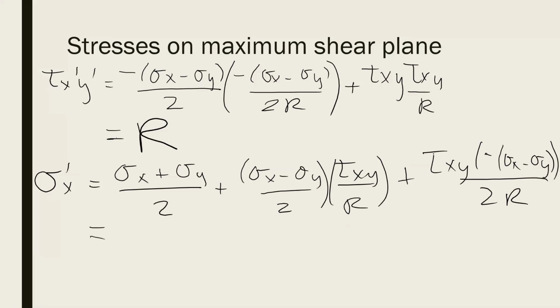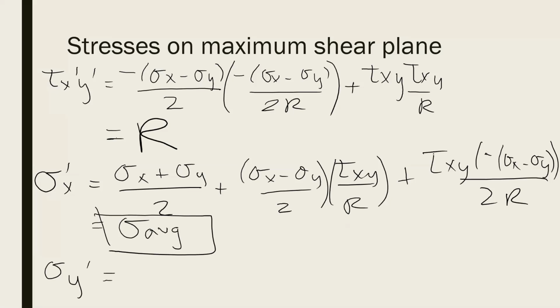So what is this equal to? This sigma x prime. Just the first term. Those second two terms negate each other. Excellent. And sigma y prime is also equal to sigma average. I could write it all out, but those second and third terms are going to negate each other again, and we're going to find that they're equal to the average.